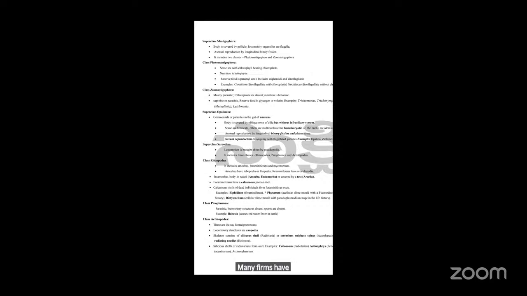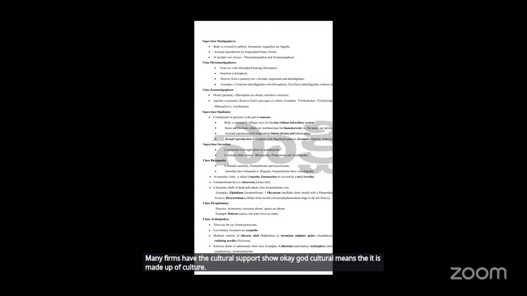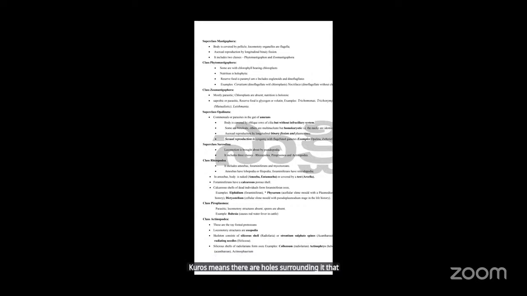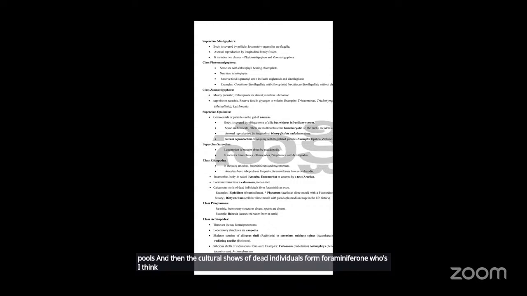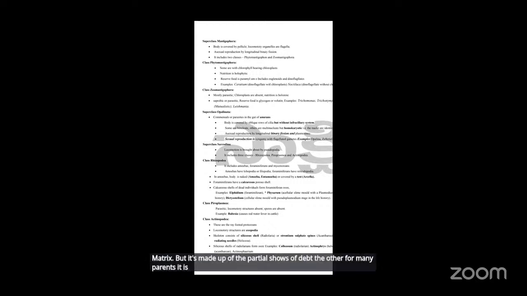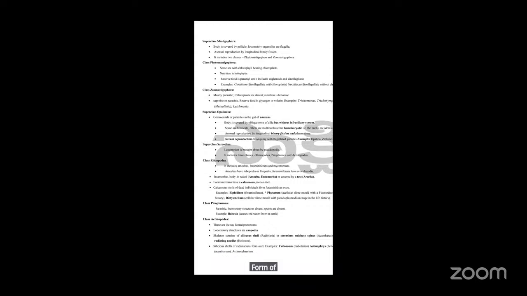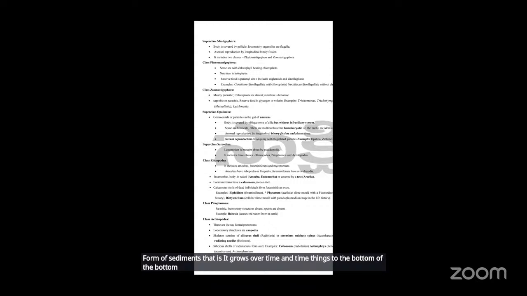Foraminiferans have a calcareous porous shell. Calcareous means that it is made up of calcium. Porous means there are holes all over the body. The calcareous shells of dead individuals form foraminiferan ooze. Ooze is made up of the calcareous shells of the dead foraminiferans. If a foraminiferan dies, the calcareous shell is broken down to form foraminiferan ooze. It's a form of sediment that grows over time and sinks to the bottom. These ones are usually marine, so it sinks to the ocean floor.